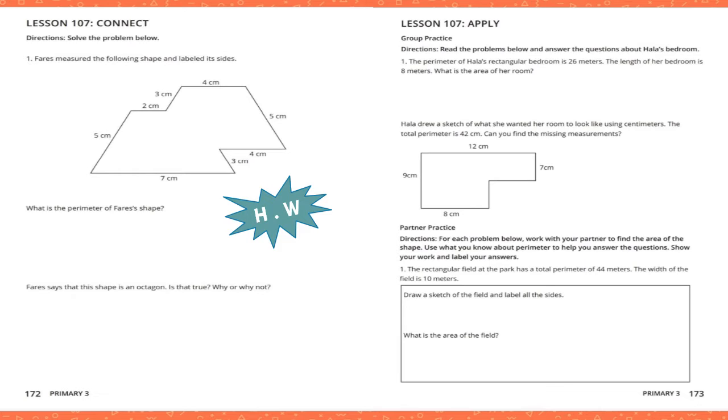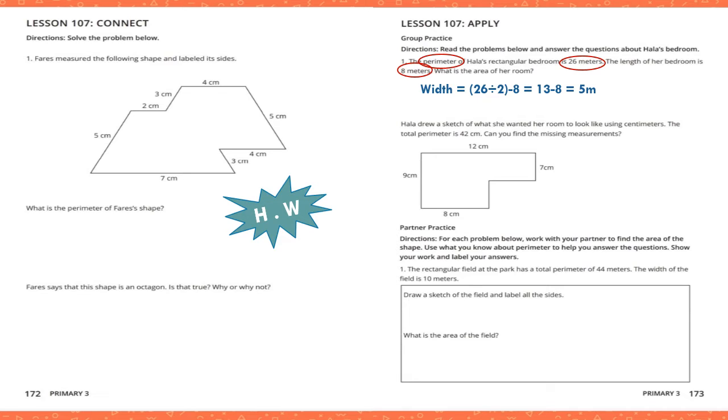Number 1. The perimeter of Hala's rectangular bedroom is 26 meters and the length of her bedroom is 8 meters. What is the area of her room? To get the area we must have length and width, but here we have only the length. So to get the width we must divide the perimeter by 2 and subtract the length. So width equals 26 divided by 2 minus 8 equals 13 minus 8 equals 5 meters.